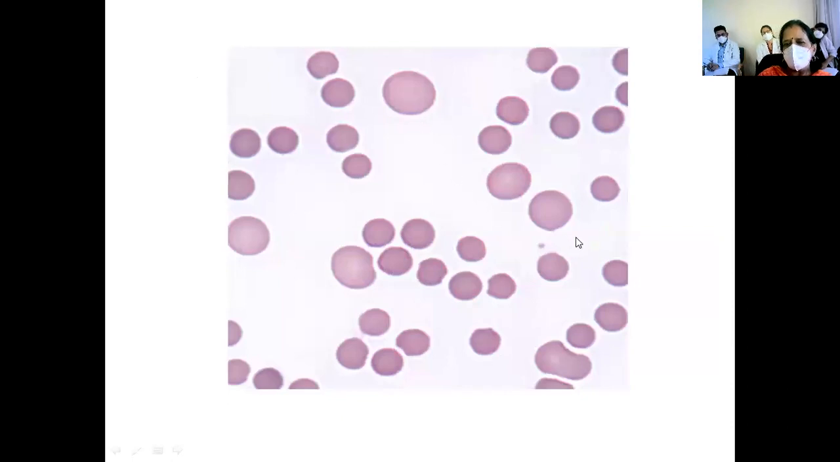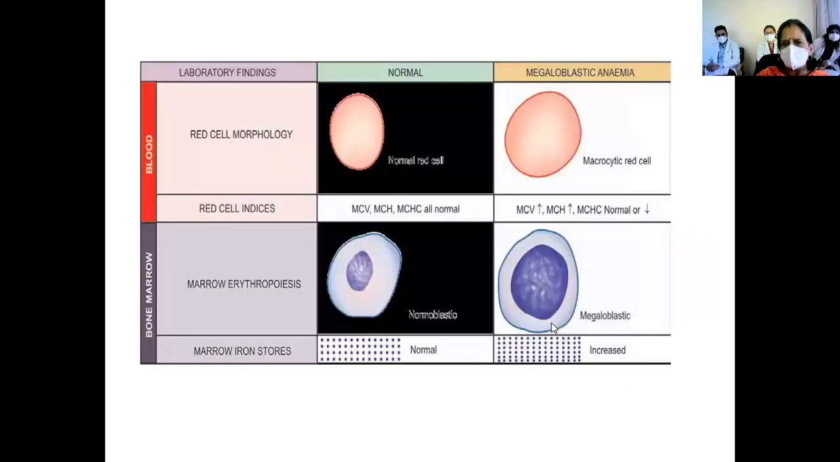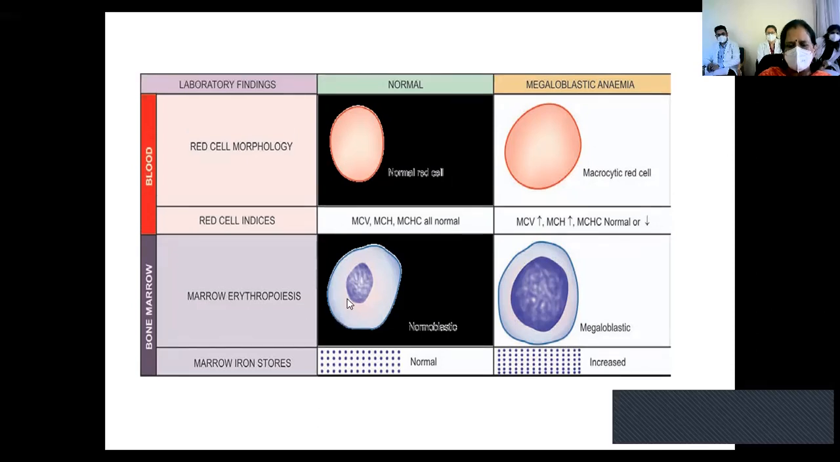Yes. So what do we see in this blood picture? Even though there is no small lymphocyte for comparison, these cells are so big. They're macrocytes. So red cell morphology again, normal, megaloblastic. See the macrocyte here is shown as slightly oval. So this is the normoblast. Okay, this is megaloblast.